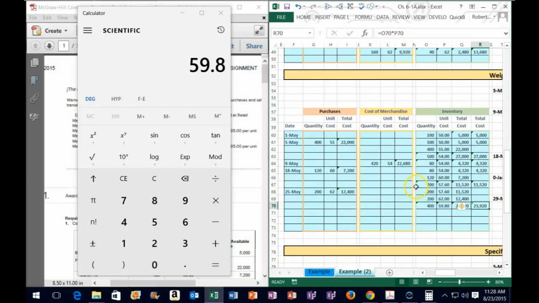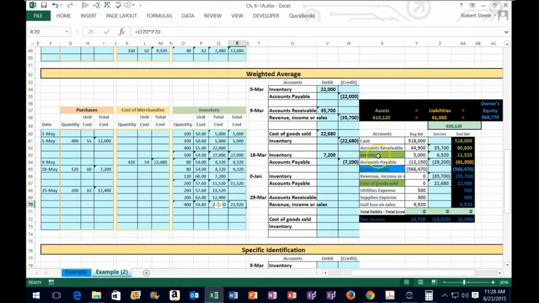So then if we were to post this, we would go back over here and we're posting the new purchase. So inventory is going to go up by this 12.4. Payables, we're going to say we bought them on account, is also going to go up with a credit.